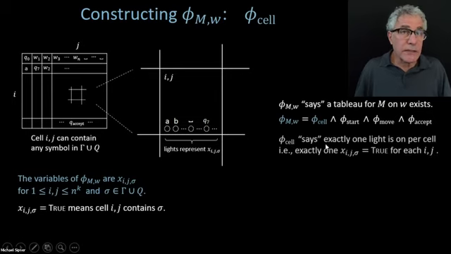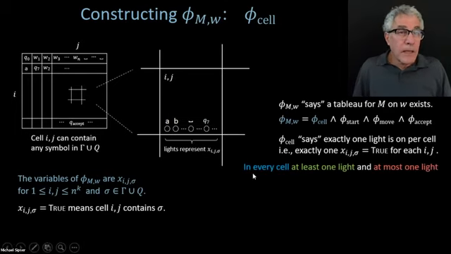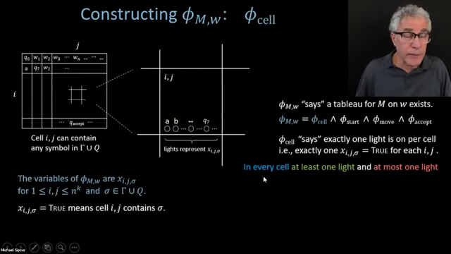Okay. So here we're talking about this phi cell. It says that there's exactly one light on per cell, or in other words, exactly one of the x_ij,sigma is true for each ij. So this is how I'm going to actually express that using my Boolean formula. I'm color coding the different parts of the formula, which I'm writing out to you here in English. So first I want to say that in every cell, there's at least one light that's on, and there's at most one light that's on.